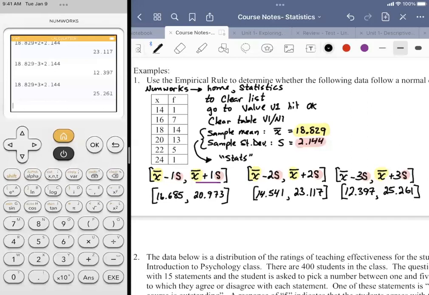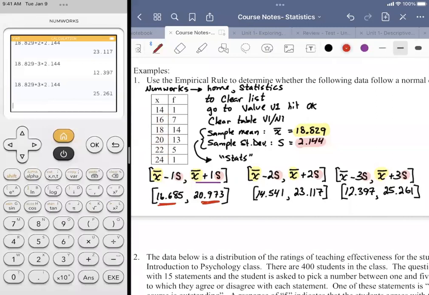The first one gives us 1 standard deviation away from the mean. The second gives us 2 standard deviations away from the mean. And the third gives us 3 standard deviations away from the mean. So what I want to do, just looking at this column here, the X values, is take note of which ones fall between these two numbers.